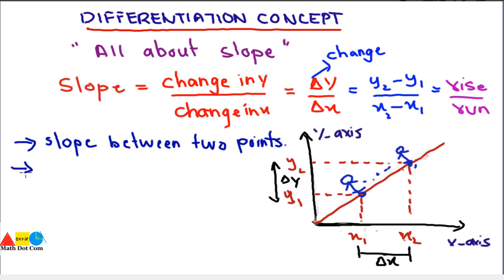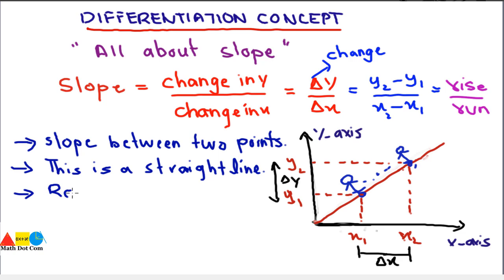And another thing is, this is a straight line on the graph. Now, what is the use of this straight line? Why have I used the straight line here? The meaning of a straight line here is that the rate of change will be constant. Rate of change is constant. That is, the slope between any 2 points on this line will be the same.